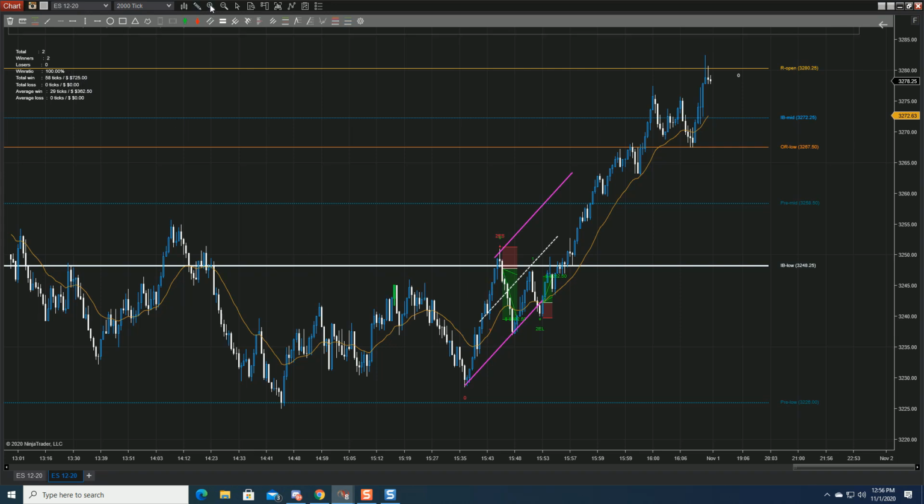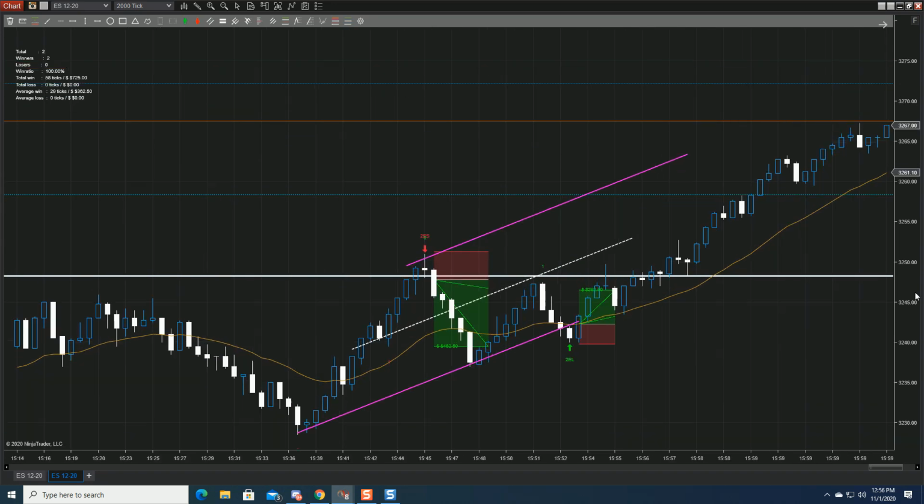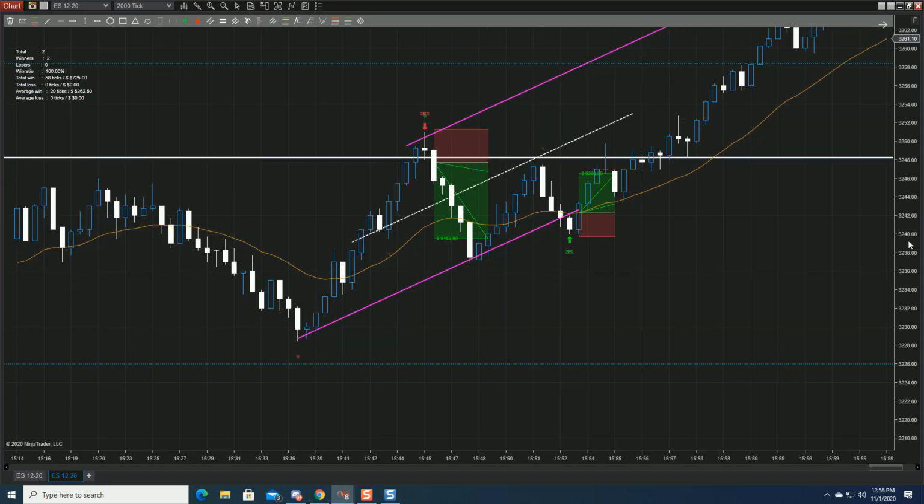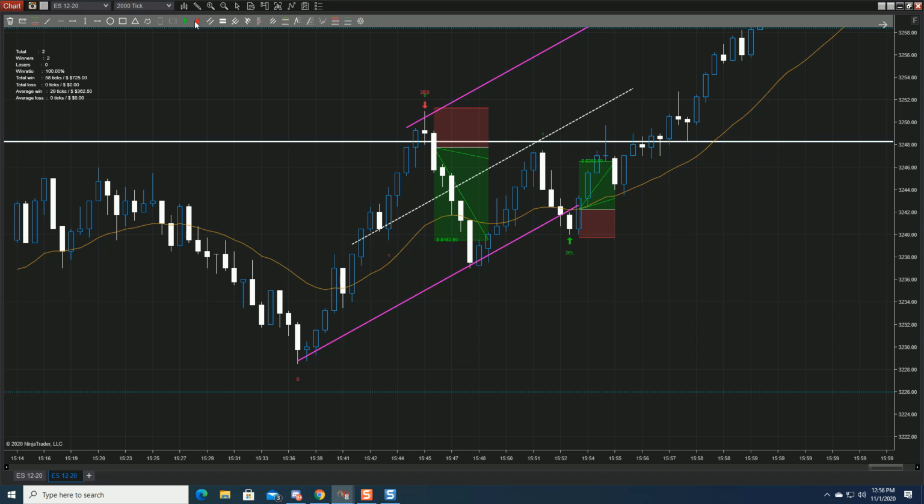Again, let me just zoom in here so you can follow along. So here's the pattern, and we looked at this, I drew it up earlier. Here's the swing. Here's the retrace. Here's the second swing. So this is the pattern being set up.